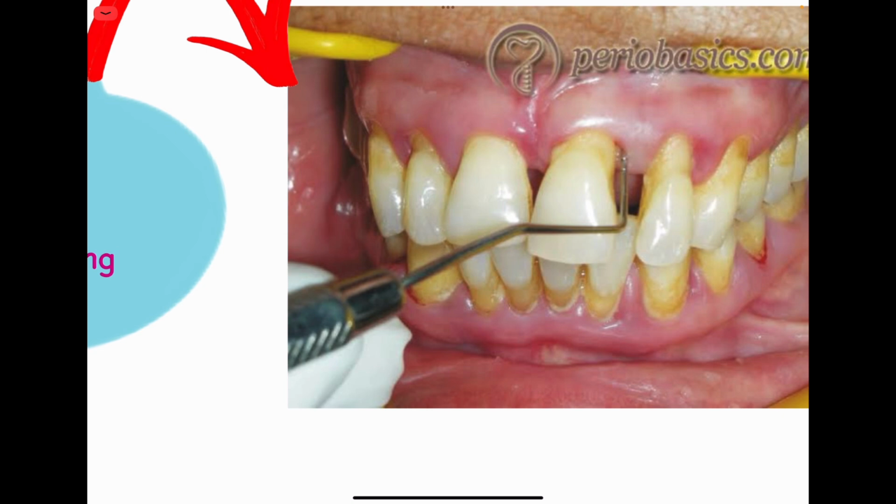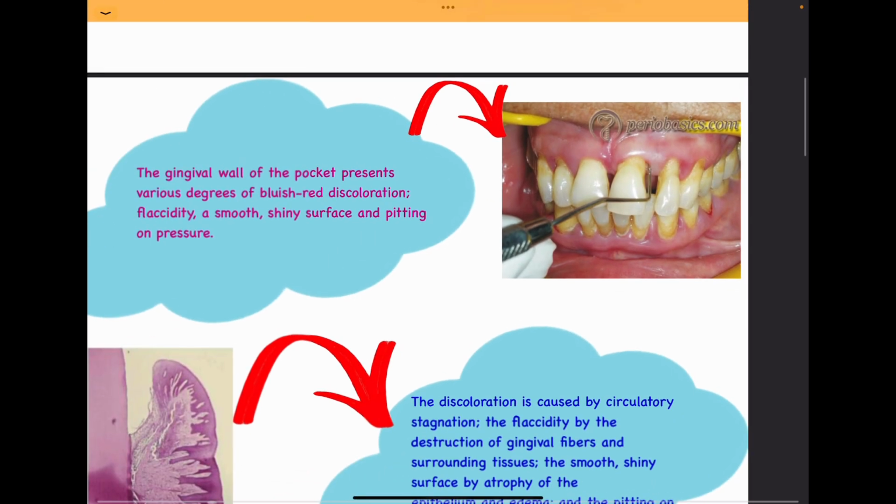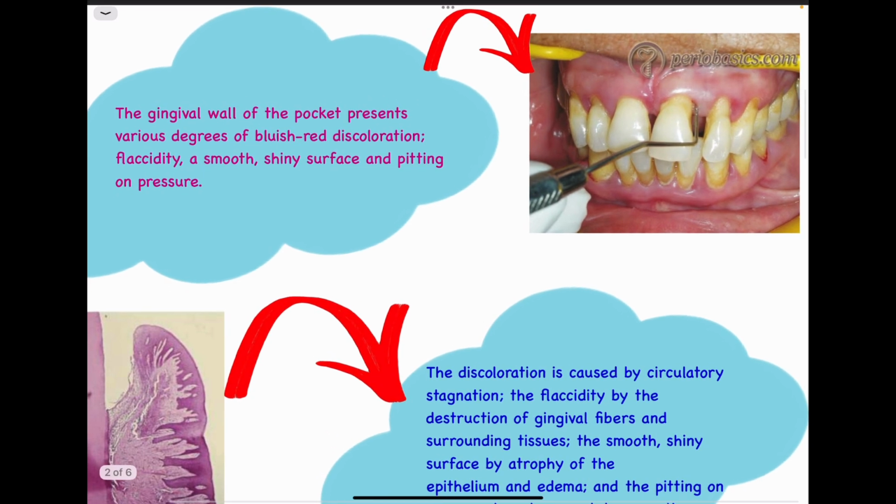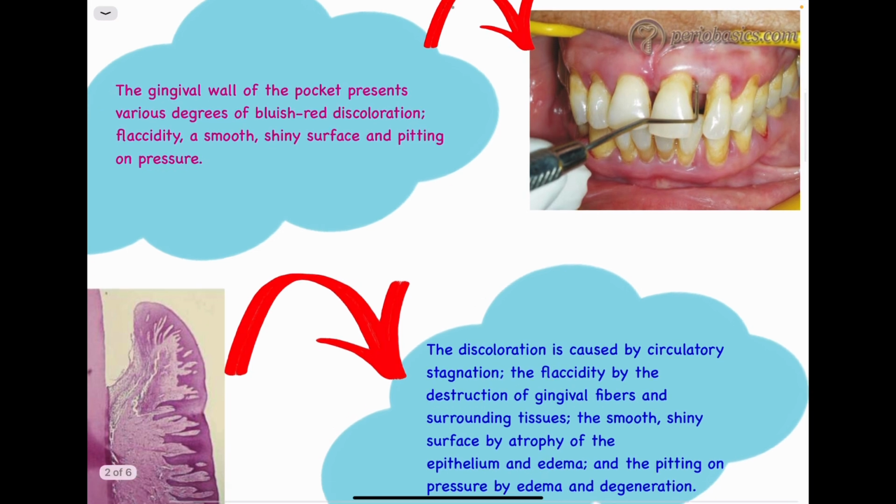Okay, so now what is happening here? There is discoloration, along with flaccidity. Flaccidity meaning there is lack of firmness of the gingiva here. Also there is a smooth shiny surface and there is pitting on pressure. Whenever we are checking inflamed tissue, there is definitely a pitting on pressure, which occurs due to edema and degeneration of the gingival fibers. Now we'll try to relate these clinical features with the histopathological findings.